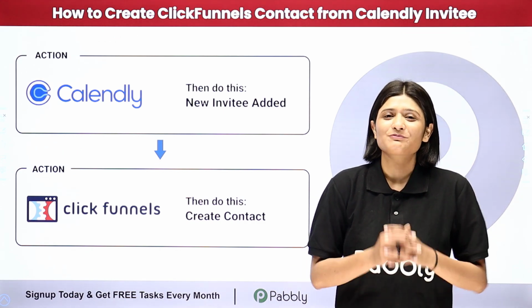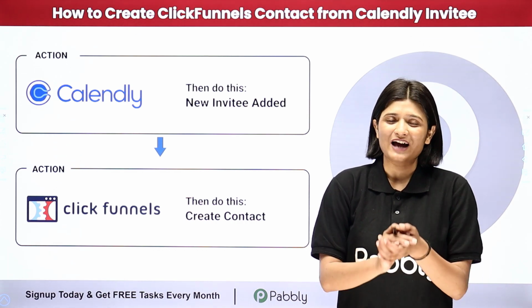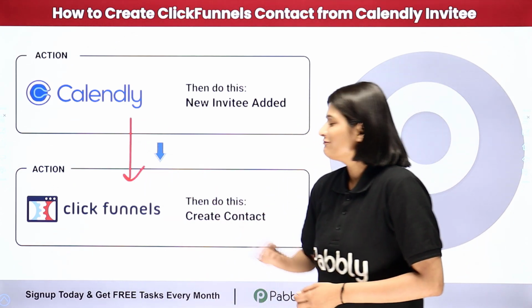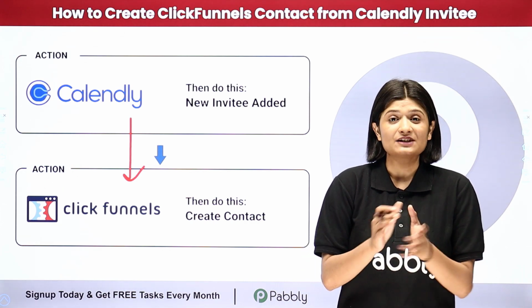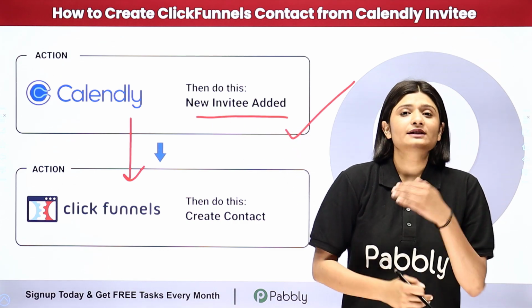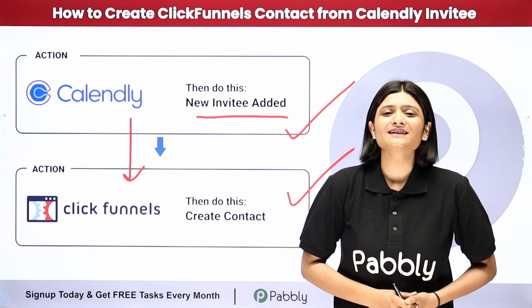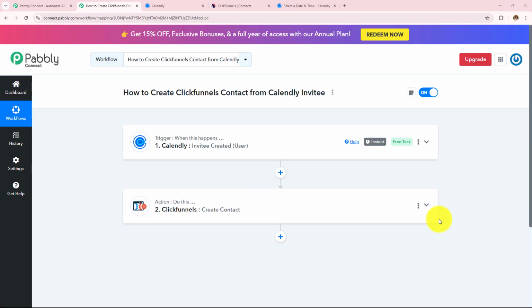So Pabbly Connect is an amazing automation and integration software which requires no coding or programming skills. Here I just need to build a connection between Calendly and ClickFunnels. With the help of Pabbly Connect, I am going to build this connection in such a way that whenever there will be a new invitee added in my Calendly, a contact will be automatically created in my ClickFunnels account. Now if you want to learn this amazing automation step by step, then let me take you all to my screen. In this video, we are going to see how to create ClickFunnels contact from Calendly Invitee.